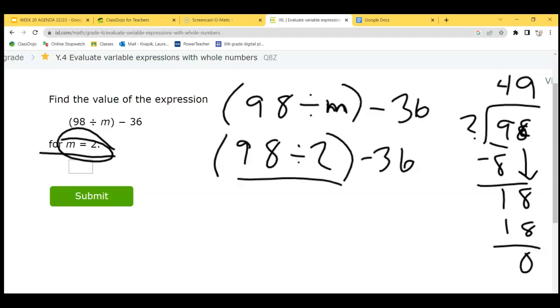Okay. So first steps first is to solve our parentheses. That's why I started solving 98 divided by 2 real quick, because parentheses goes first. How do we know this? Well, we know PEMDAS.